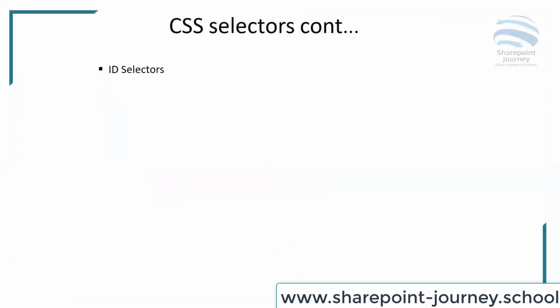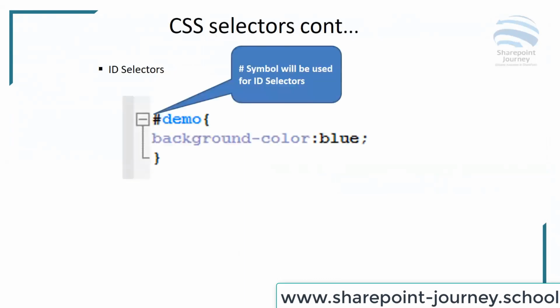Now there are a few more selectors called ID selectors. If you observed the HTML that I showed you before on the page, I'll go back to it. Every HTML tag can have a specific ID. So let's say, if you see here, I can have an ID called demo, and if I want to work with CSS, I'm going to use the pound symbol if I want to work with a specific ID.